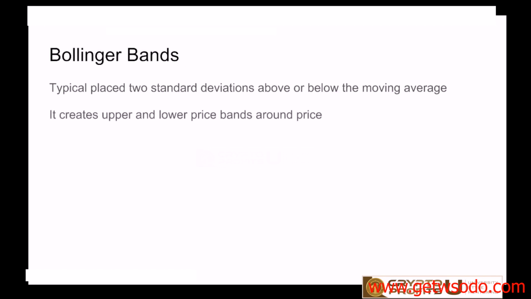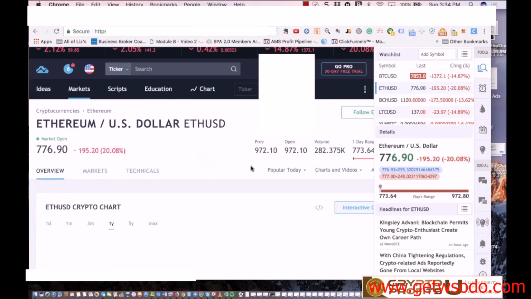What it creates is an upper and a lower price band that encapsulates price and moves above it and below it. A lot of times these are used in conjunction with a couple of other indicators for targets. So let's talk about oscillators now, and then we'll jump. Actually, let's just jump and take a look at these Bollinger Bands and the moving average.